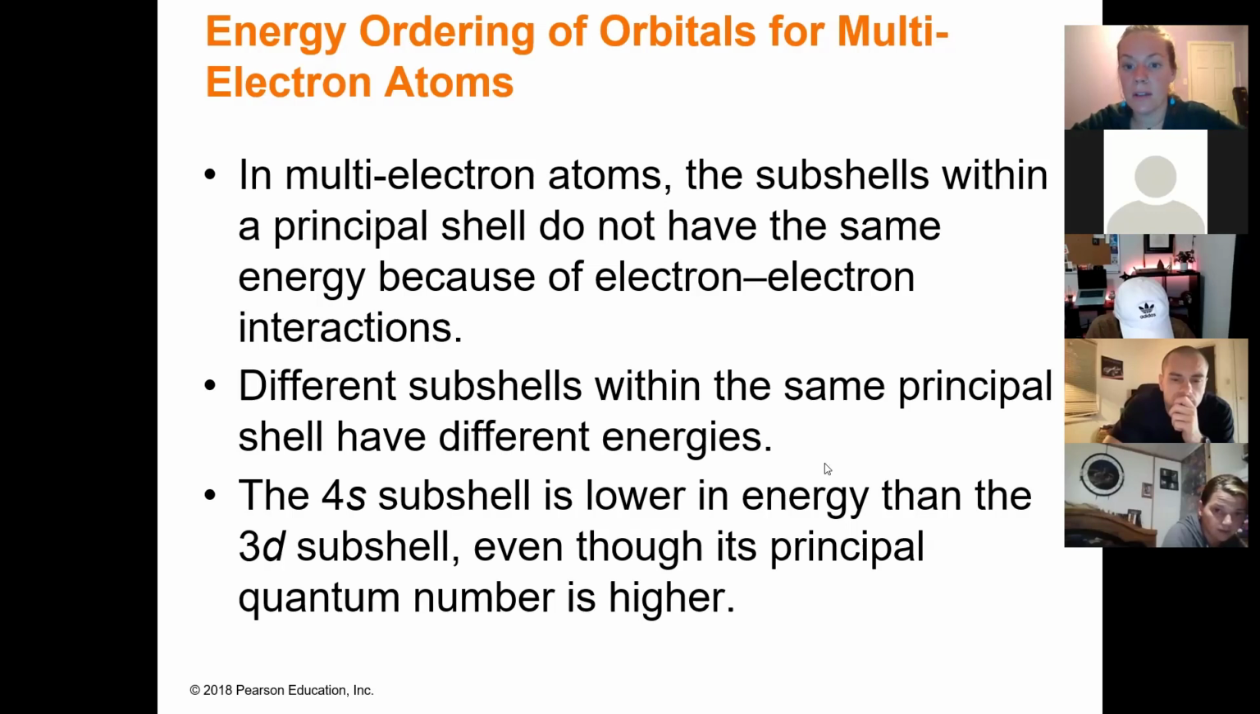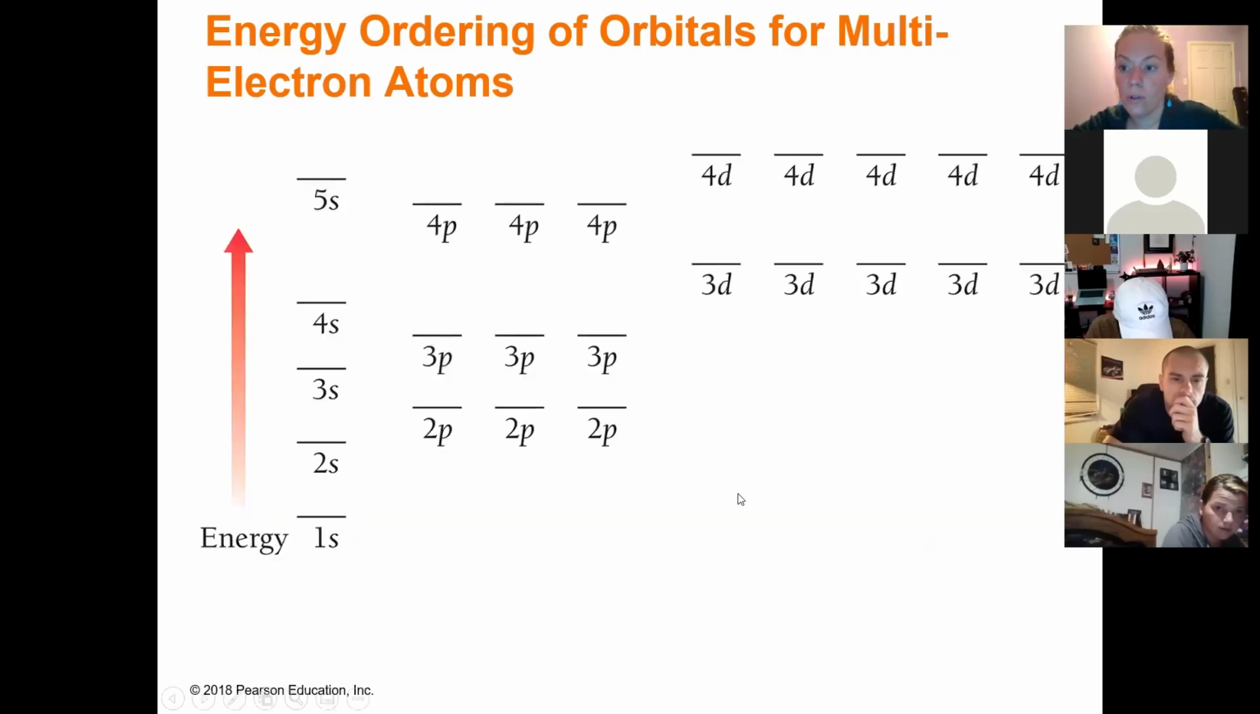I'm not going to stress about that too much. I'm just going to show you the filling order and either memorize it, or I'm going to show you how to read it off a periodic chart. So this is the ordering. You fill the 1s, then the 2s, then the 2p, then the 3s, then the 3p, then the 4s, then the 3d, then the 4p, then the 5s, then the 4d.